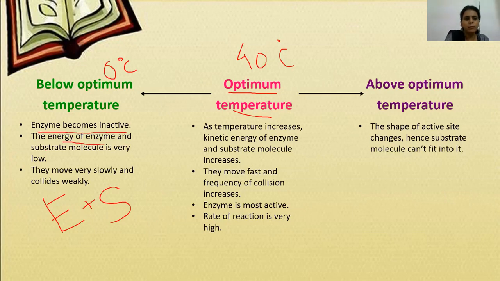Now, what happens below optimum temperature is the enzyme becomes inactive. The energy of the enzyme and the substrate molecule is very low. They move very slowly and collide weakly. These points are very important for your IGCSE exam, because it is generally asked what happens to the enzyme below optimum temperature and above optimum temperature. Below optimum temperature, the enzyme is not damaged, nothing happens to it. The enzyme remains inactive.